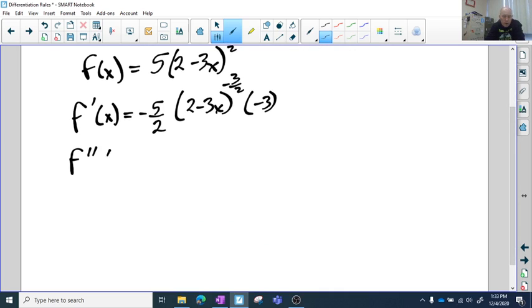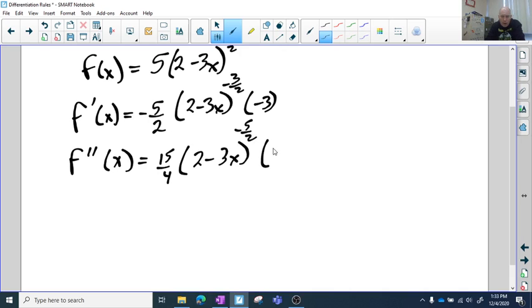Continuing with higher order derivatives, let's take the second derivative. This exponent multiplied by this coefficient will be positive 15 over 4. (2 subtract 3x), take 1 off of this, that'll go down now to negative 5/2. Now, I already have this -3 here. The derivative in the brackets is, again, -3, so I'm just going to switch this to a 9 now. So I multiplied my derivative in the brackets by the -3 that was already sitting out there. There's the second derivative.